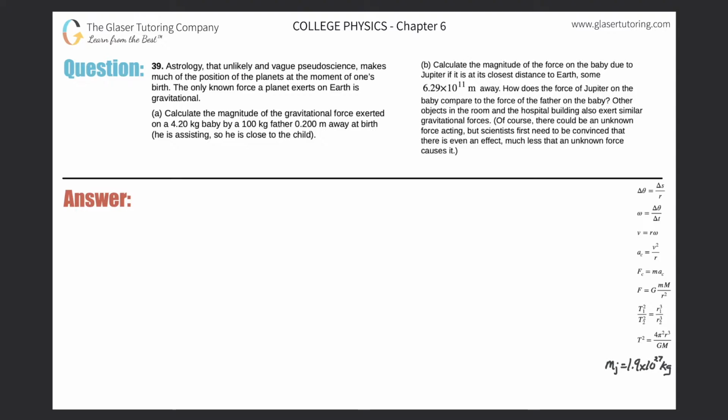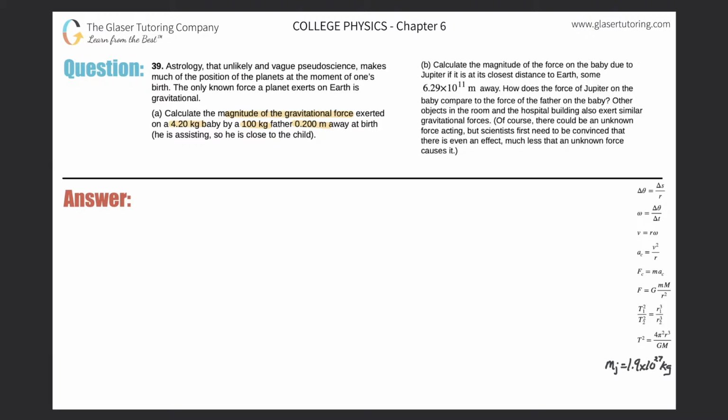Number 39. Astrology, that unlikely and vague pseudoscience, makes much of the position of the planets at the moment of one's birth. The only known force a planet exerts on Earth is gravitational. Letter A. Calculate the magnitude of the gravitational force exerted on a 4.2 kilogram baby by a 100 kilogram father 0.2 meters away at birth. He is assisting, of course, so he is close to his child.